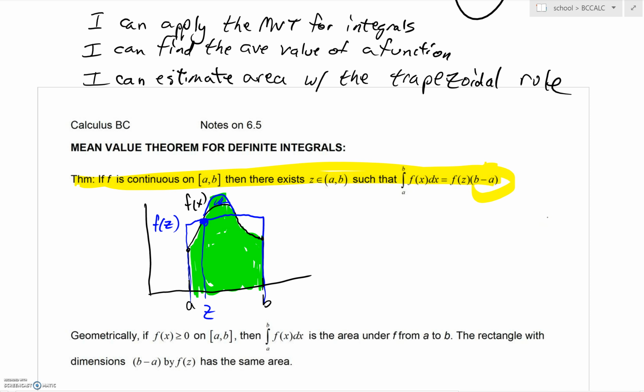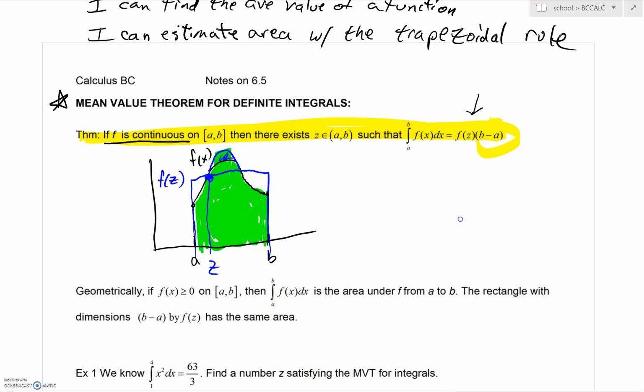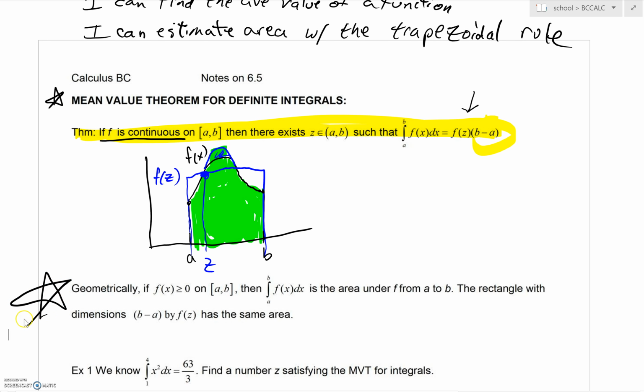rule. So the mean value theorem for definite integrals, as we look right here, here's a theorem. Very, very, very importantly, we need to have f is continuous on a closed interval. If we don't have f being continuous on a closed interval, this theorem is not applicable. But if we do, then there will exist a z value on the open interval from a to b. Z is really an x value, such that the definite integral from a to b of f of x dx is equivalent to f of z, plug in that x value of z and you'll have a y value, times b minus a. And that can look rather strange, but geometrically it can make some sense.